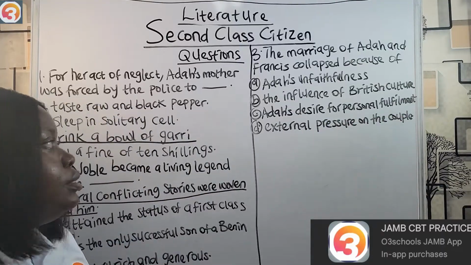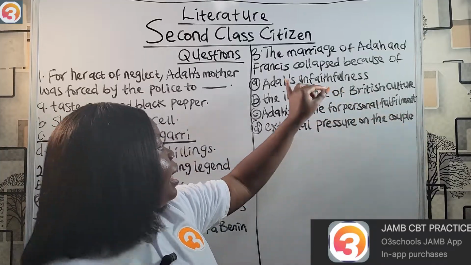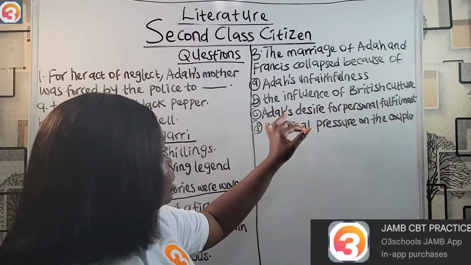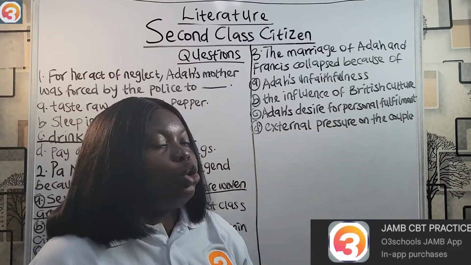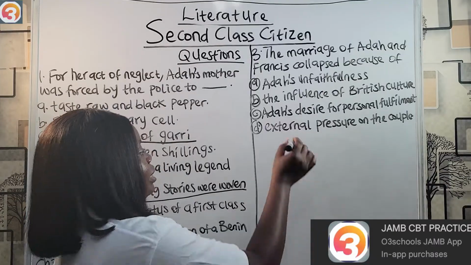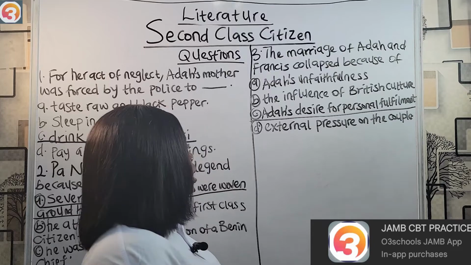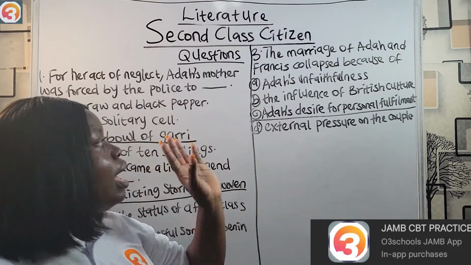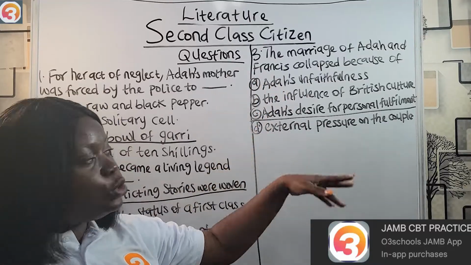Now, this question says the marriage of Ada and Francis collapsed because of A. Ada's unfaithfulness, B. The influence of British culture, C. Ada's desire for personal fulfillment, and D. External pressure on the couple. So our answer here is Ada's desire for personal fulfillment. A. Ada's unfaithfulness. We didn't get any record of that in the book. Ada was not unfaithful to her husband Francis, rather, the opposite was the case.